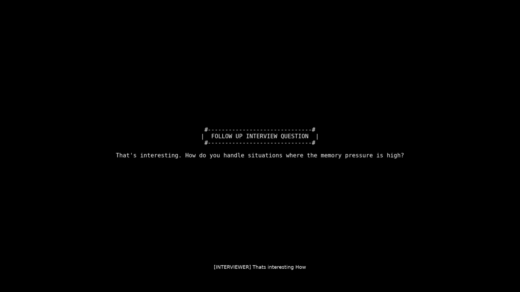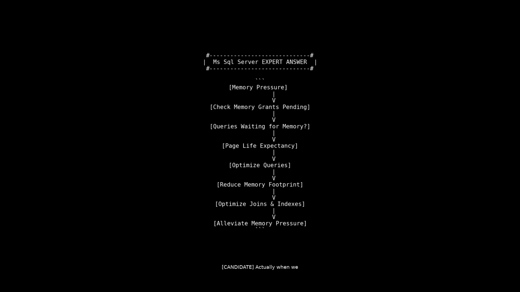That's interesting. How do you handle situations where the memory pressure is high? Actually, when we notice memory pressure, we first check the memory grants pending to see if queries are waiting for memory. We also look at the page life expectancy counter. In a recent scenario, we tuned some of the long-running queries to reduce their memory footprint by optimizing joins and indexes, which helped alleviate the memory pressure.